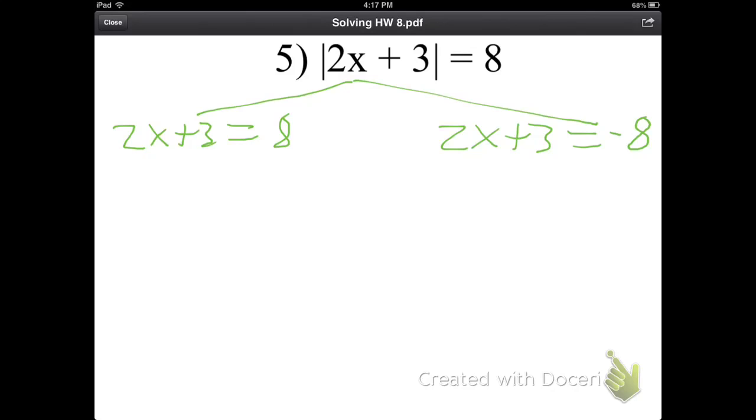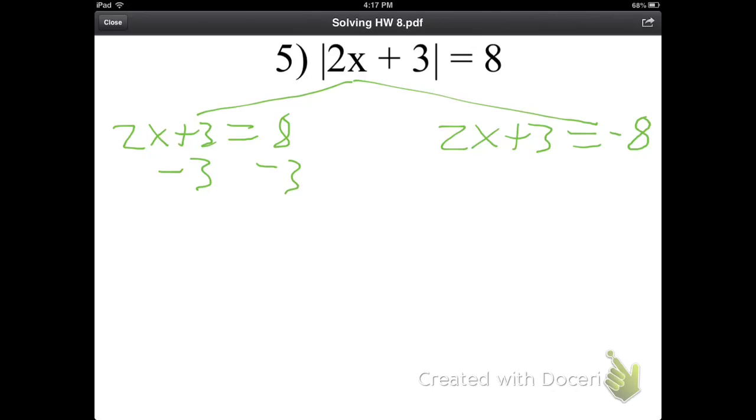So now that you've got them down, you're going to solve them separately, and your answer is going to be the answer for both of them. Remember, when you have an absolute value equation, you will have 2 answers. If you don't have 2 answers, you did something wrong. So, we're going to solve these separately. I'm going to start with the left one.